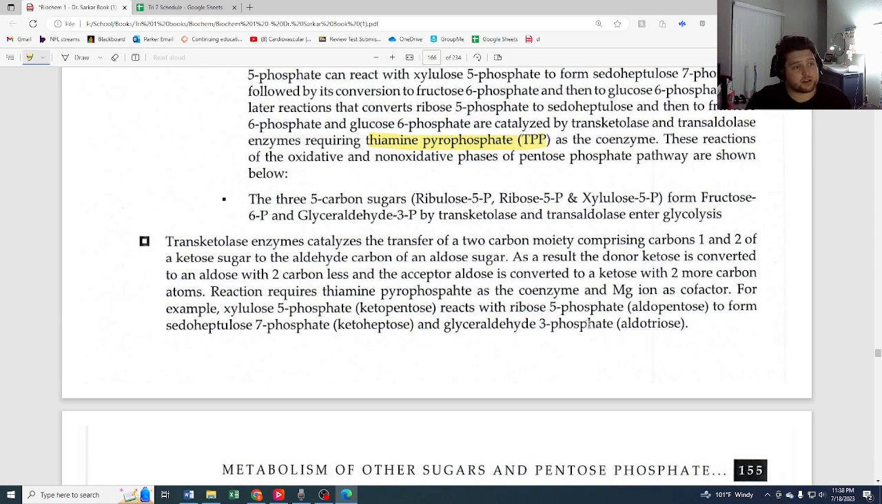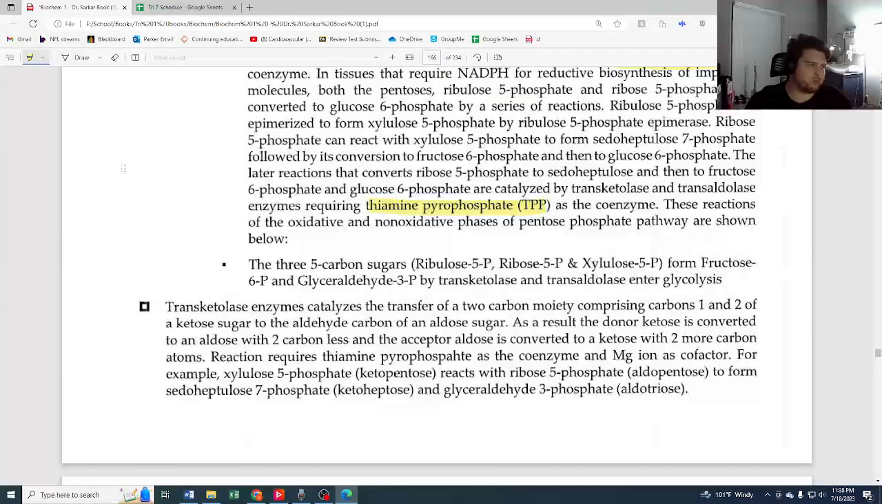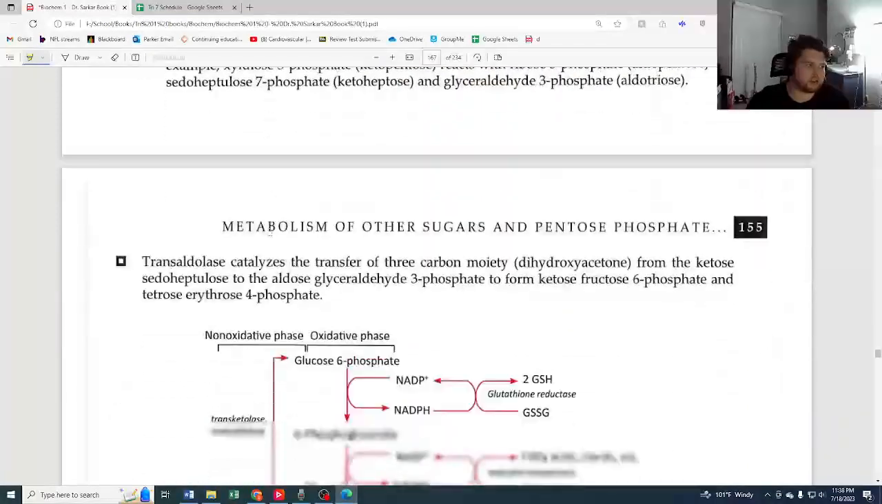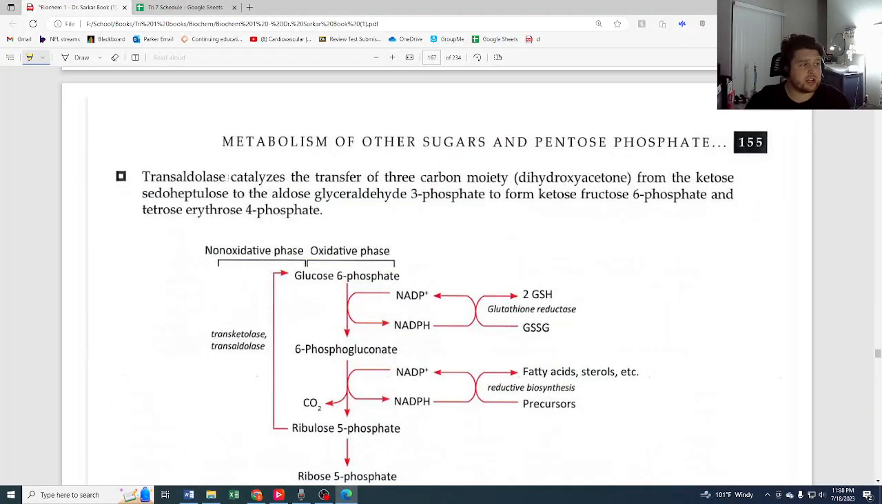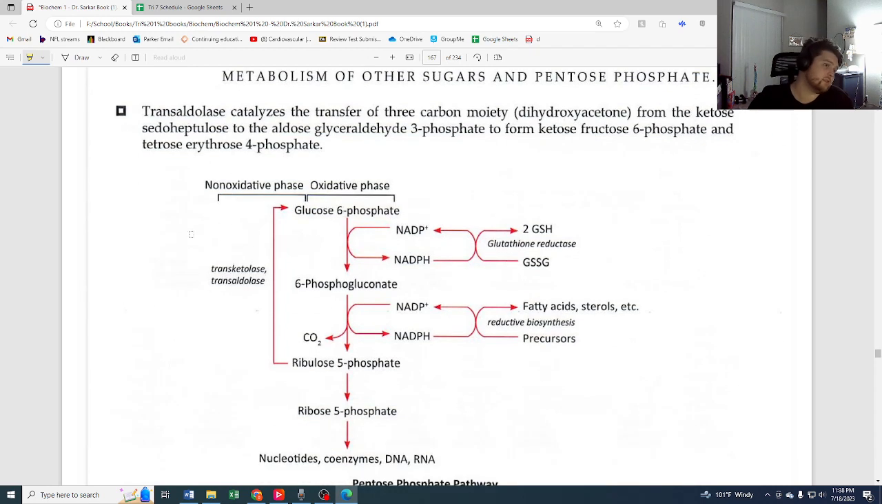sedoheptulose 7-phosphate and glyceraldehyde 3-phosphate. Literally repeating again what was said above. This is really repetitive. Transaldolase catalyzes the transfer of a 3-carbon moiety, dihydroxyacetone, from the ketose sedoheptulose to the aldose glyceraldehyde 3-phosphate to form the ketose fructose 6-phosphate and the tetrose erythrose 4-phosphate.